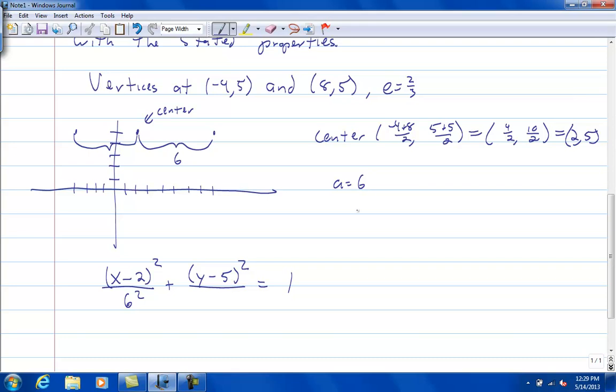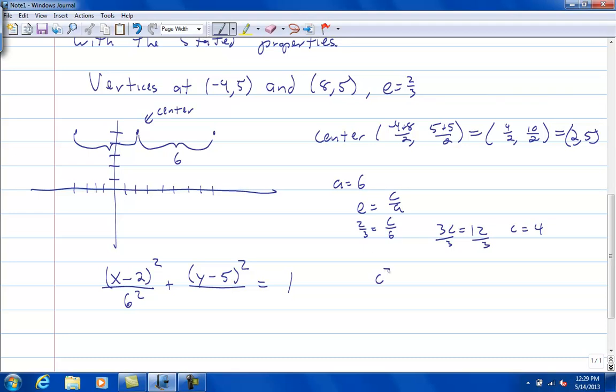And then we know that E equals C over A. And so our E is 2/3, C over 6. A is 6. So we can cross multiply and divide. 3C equals 12. 3 times C is 2 times 6. Divided by 3. C equals 4.